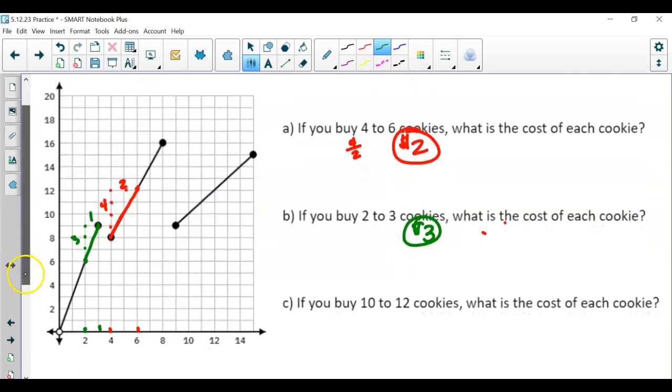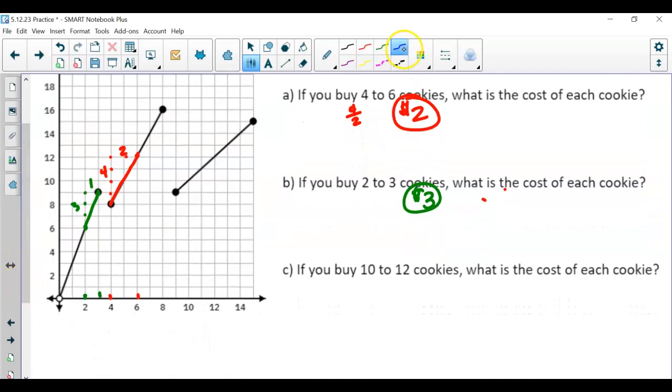So then here, if you're buying 10 to 12 cookies, so 10 is here and 12 is here. Looking at that portion of the graph, what is the cost of each cookie? Well, here you're going up 1, right 1, up 1, right 1, or up 2 over 2, which is still showing 1, or $1.